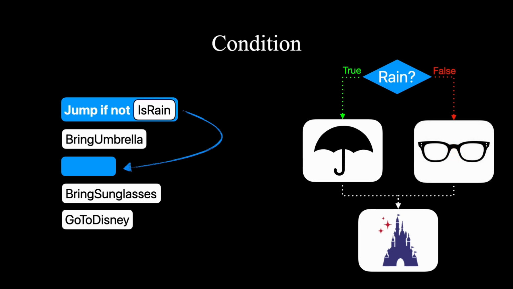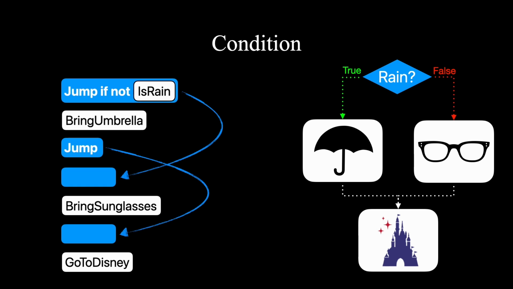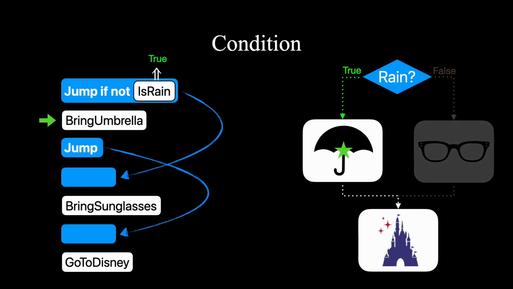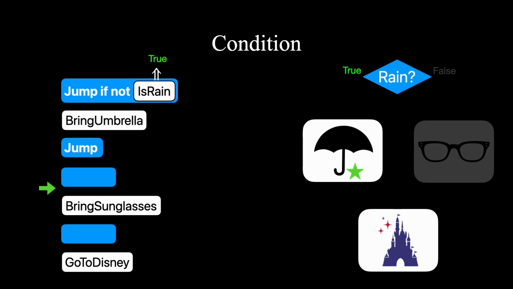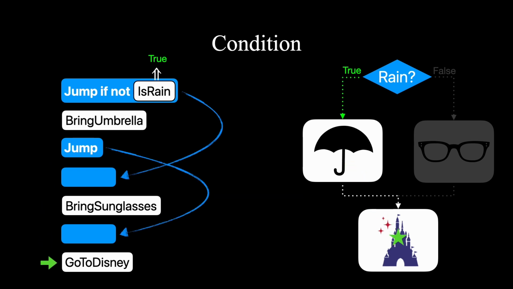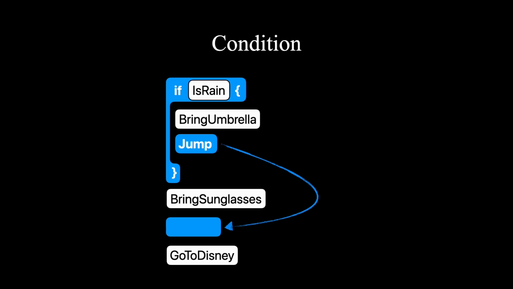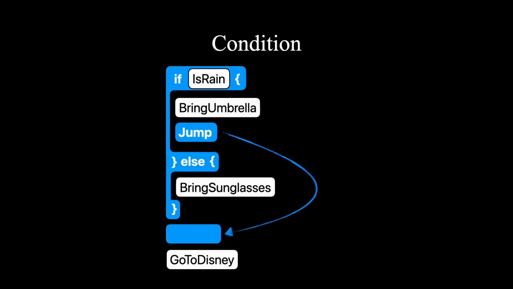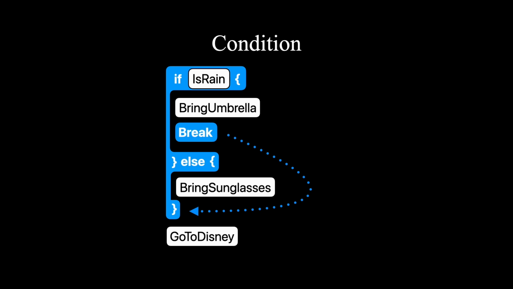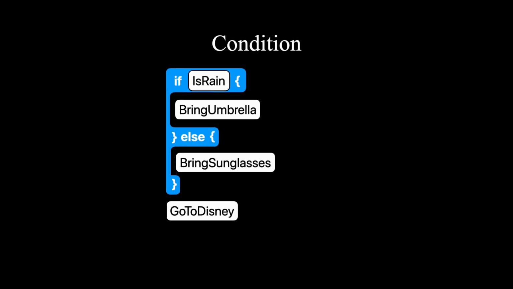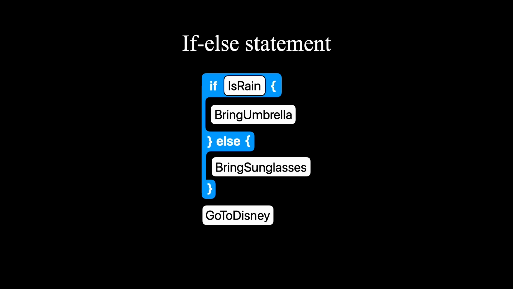To fix this, we can use a pure jump function without any condition. This way, we can skip the second function if the condition is true. In high-level language, we use the else keyword with curly braces to mark the section that only runs when the condition is false. For the jump function, we use the break keyword instead to skip to the end of the condition logic. This break function is often omitted, and that is the if-else statement.